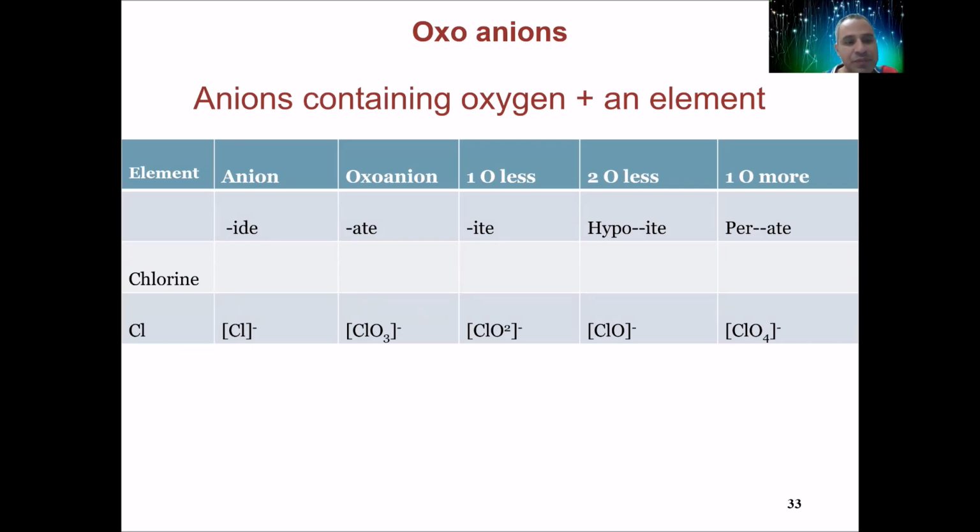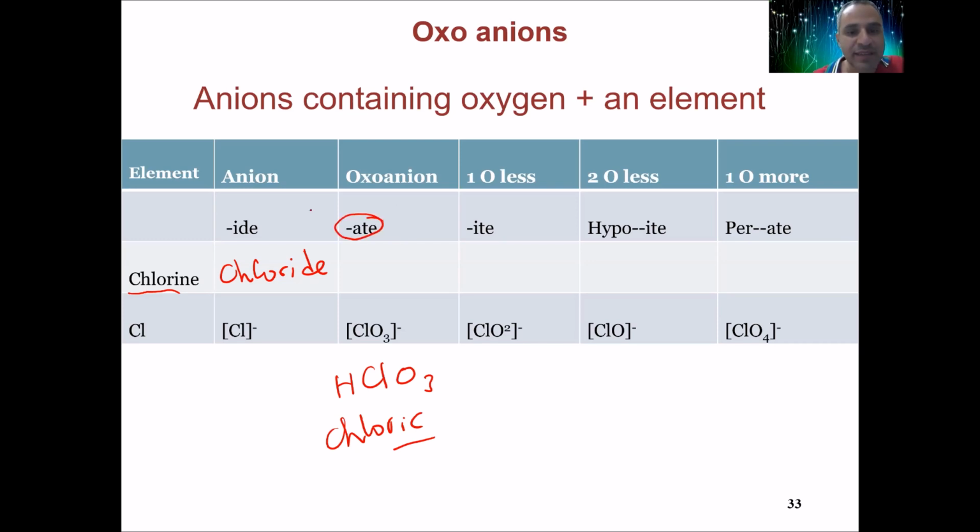When you start from a nonmetal like chlorine, if you make the monoatomic ion of that nonmetal, the name is going to be the root plus IDE. So it's going to be chloride. If it's the reference polyoxo acid, it should be HClO3, which has the name of chloric, with IC at the end. And the corresponding oxoanion should have ATE at the end, which means the ion is going to be chlorate.